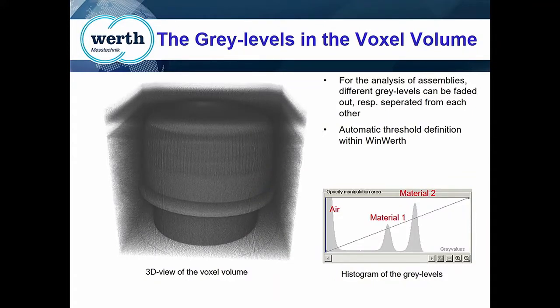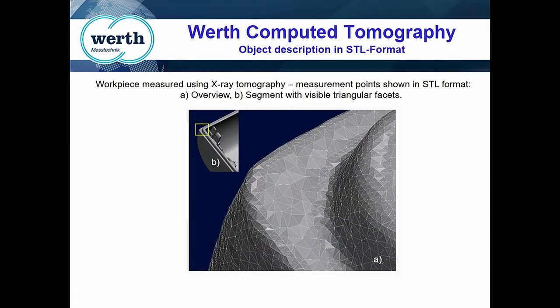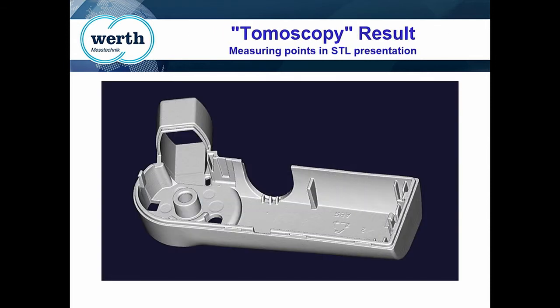And we also have automatic threshold definition within Werth, so that reduces operator influence. And then from your voxel volume, we take the greatest change in density, but usually between air and your part, and we put a point there. Because they are all points without vectors, we connect each point to its 2 nearest points in a series of interconnected triangles to generate an STL. And that is a smoothed out image of your STL here.